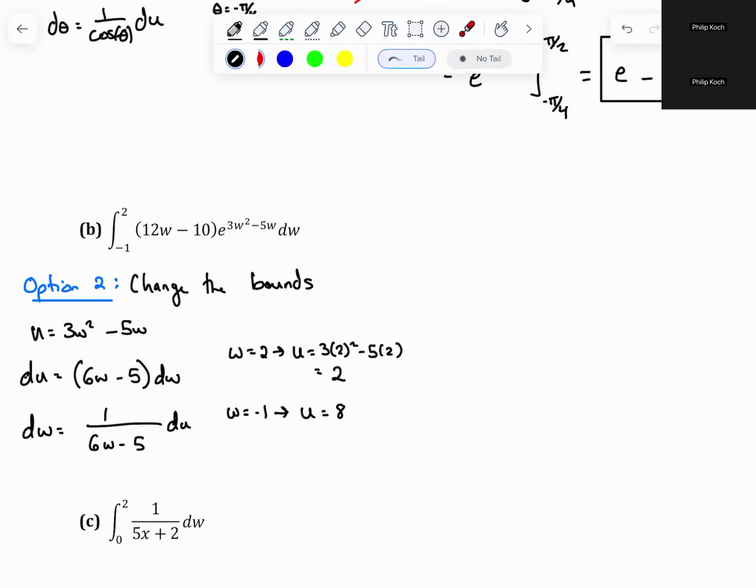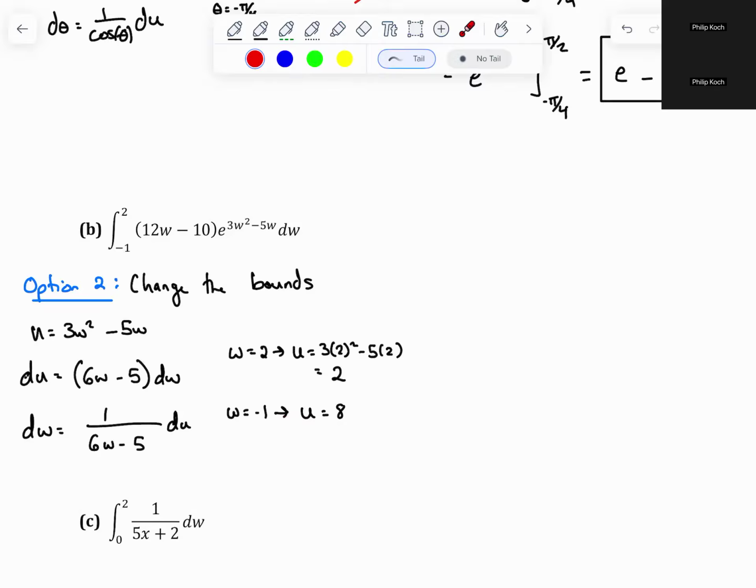So typically speaking, by the way, this step I do in my head or I just write the number. If I'm doing this on an exam, I don't write u equals 3 times 2 squared minus 5 times 2. I just write the 2, or I do it in my head or on my calculator because I don't need to see that work, but I'm just doing it for our note-taking purposes.